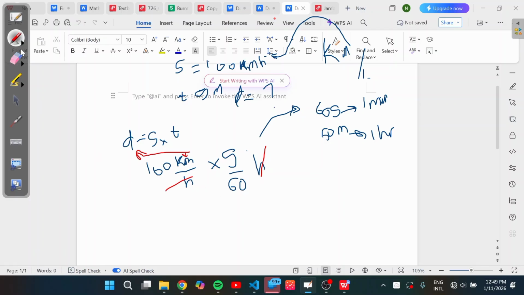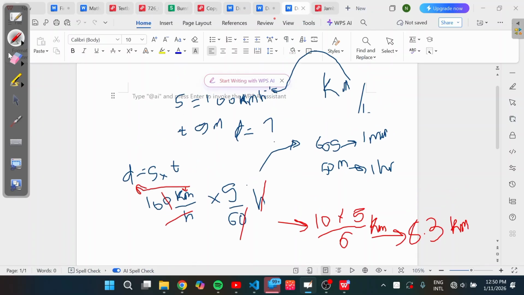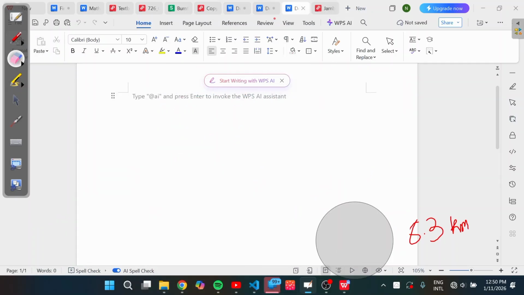So let's solve this. So 0 will cancel 0. So we're left with 10, 5, and 6. So that will give you 10 times 5 all over 6. And if we press our calculator, our final answer is going to be 8.3 kilometer. Don't forget the kilometer, you can write it here too. 8.3 kilometer. I believe this is explanative. So let's move on.